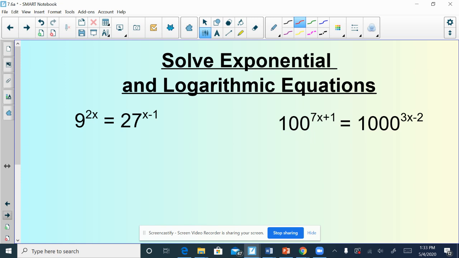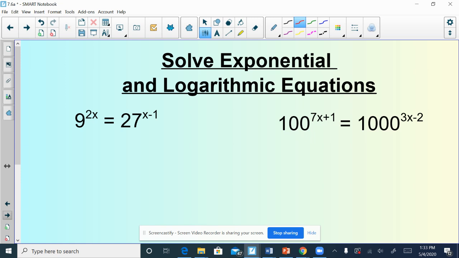These questions are a bit trickier. I'm not going to assign a whole ton of them. You might see one of these on the test. You look at these and you're like, well, they don't have the same base currently. Yeah, see that? Same with 100 and 1,000.